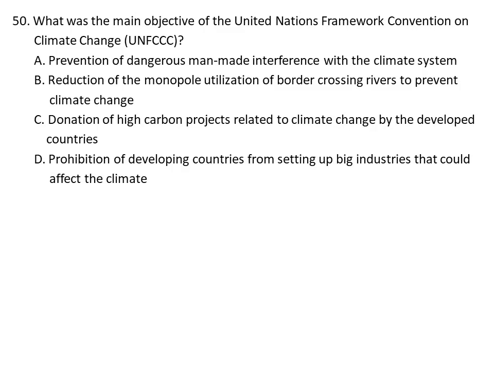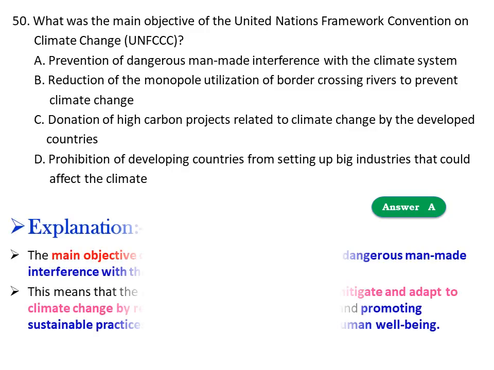Question number 50. What is the main objective of the United Nations Framework Convention on Climate Change? So the answer should be A: prevention of dangerous man-made interference with the climate system.